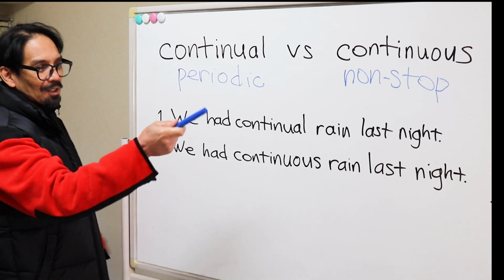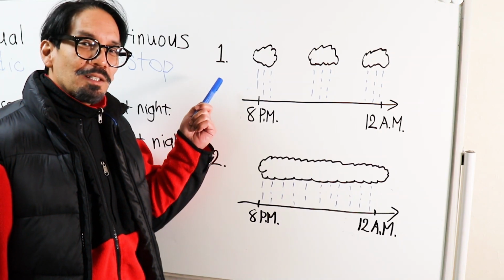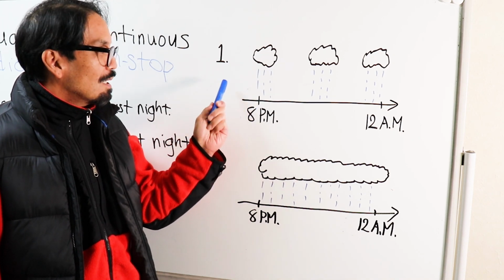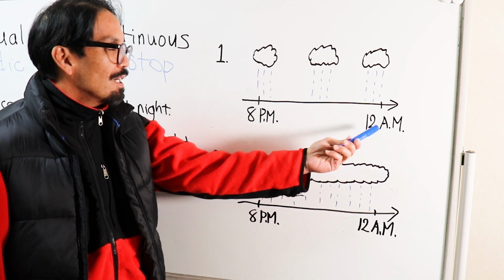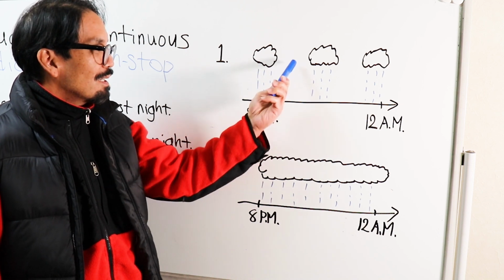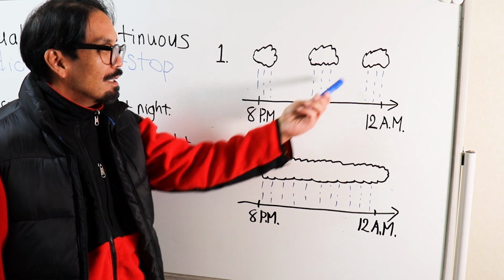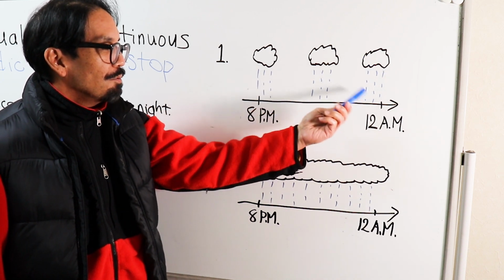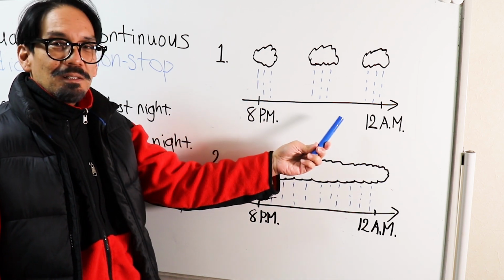Alright, so let's take a look at these two illustrations. So let's take a look at number one. This illustration shows continual rain. So from 8 p.m. to 12 a.m., as you can see, here it's raining, here it is not. Here it is raining, here it is not. And then here it is also raining. So this is continual rain.